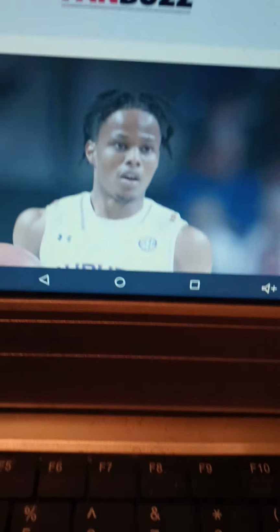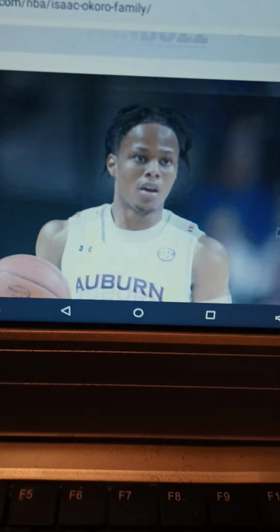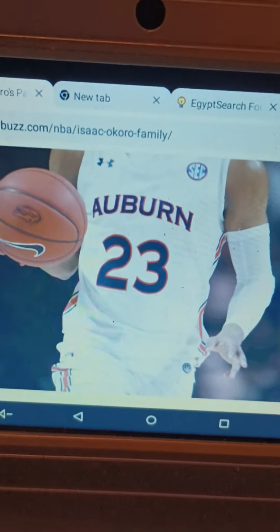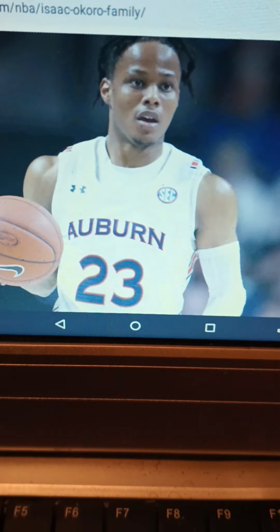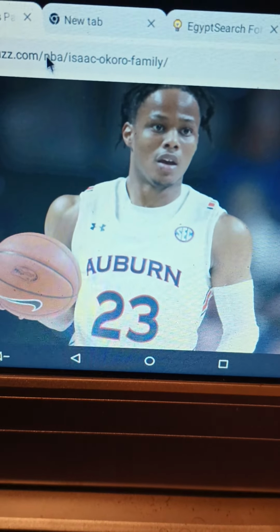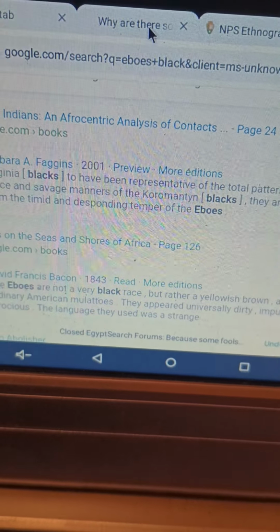Okay. And then we can close, or we can go to this. And this is an individual by the name of Isaac Okoro. Both of his parents are from Nigeria, and both his parents are of the Igbo ethnicity. Close this. Now it goes into this.